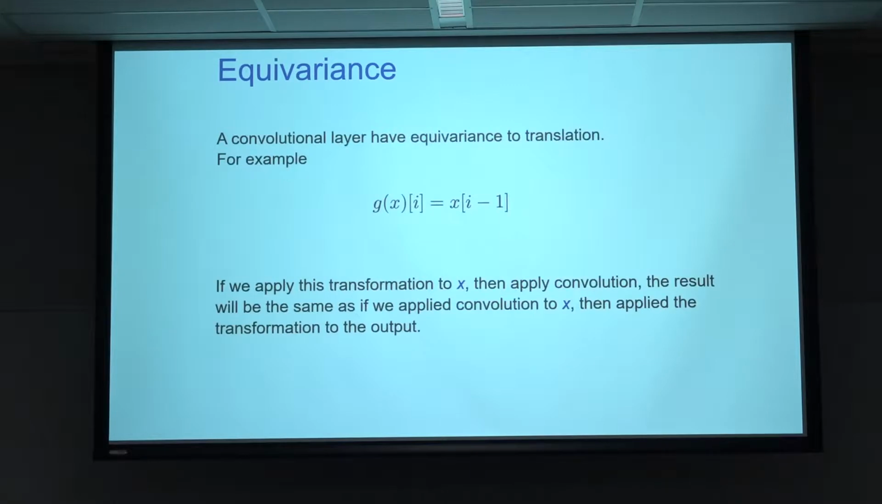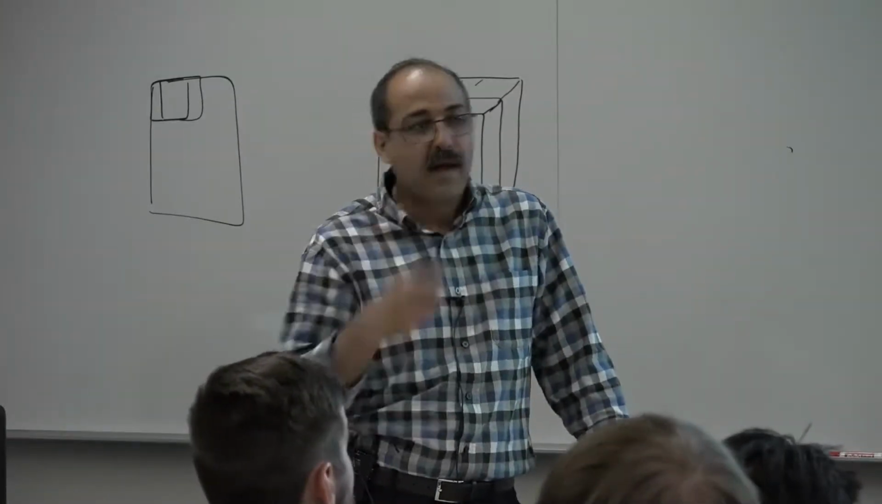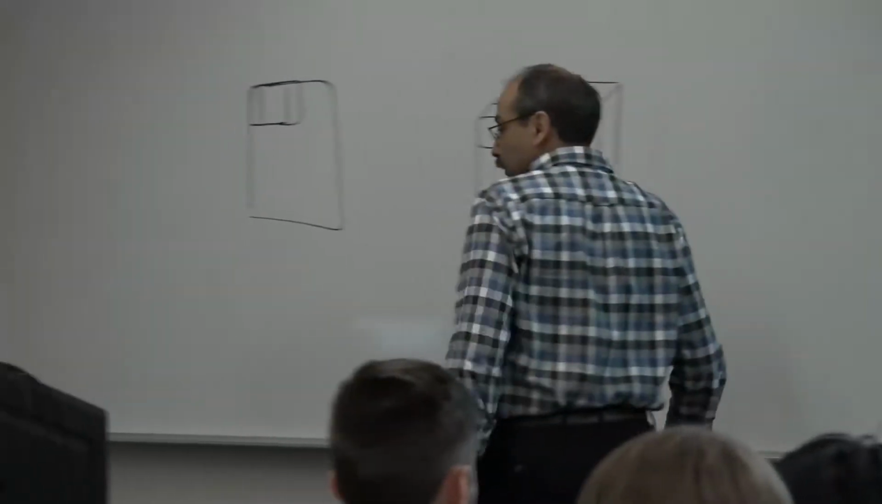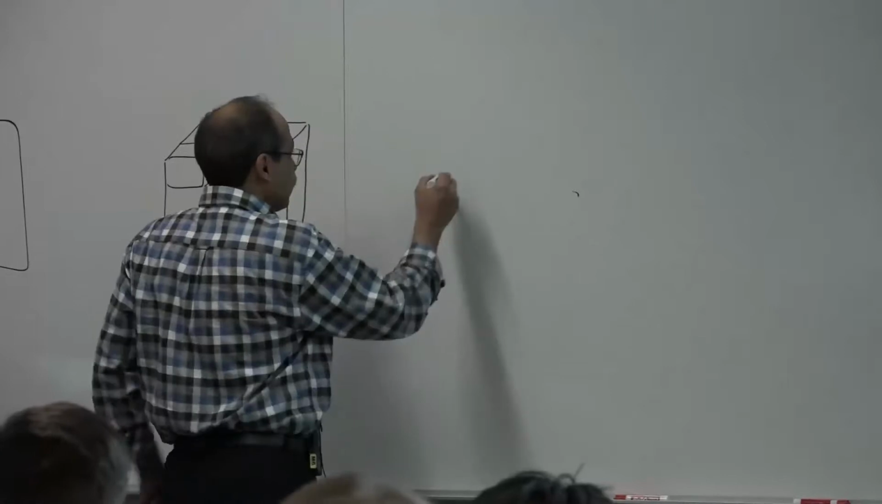So in convolutional networks, or in general in convolution, translation and convolution have this property. If you translate first and then convolve, it would be the same as if you convolve and then translate. You know, say this is an image.